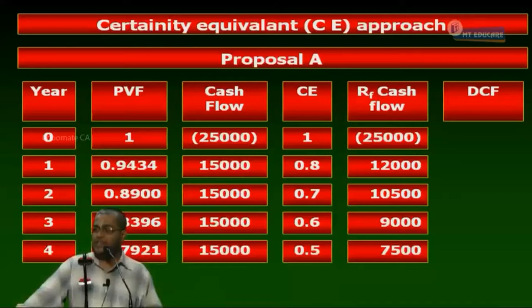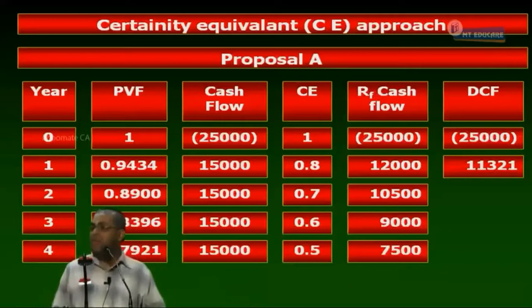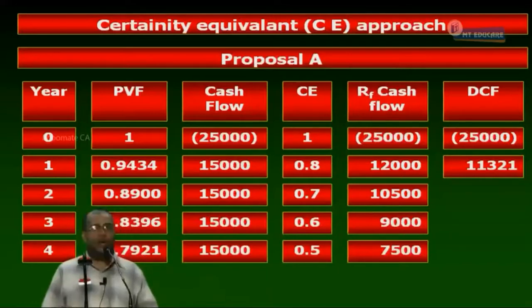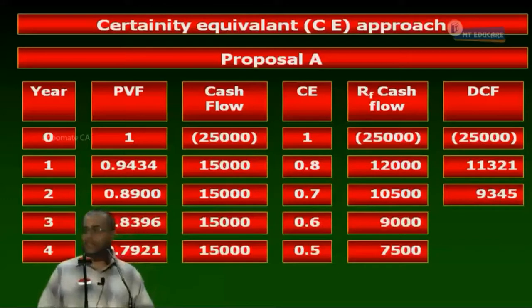Discounted cash flow, 25,000 into 1, 25,000. 12,000 into 0.9434. What is the number here? 11,321. 10,500 into 0.8900. The number is 9,345.